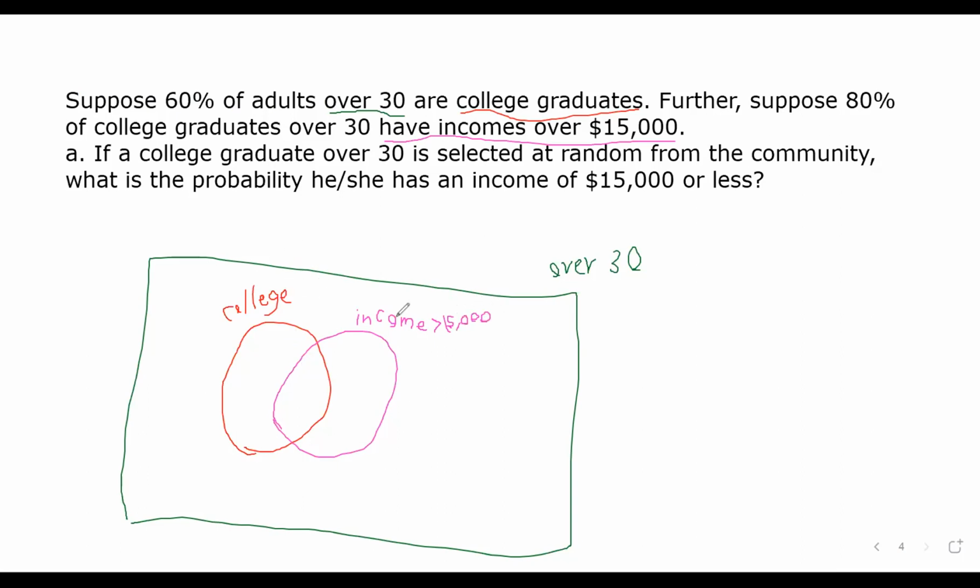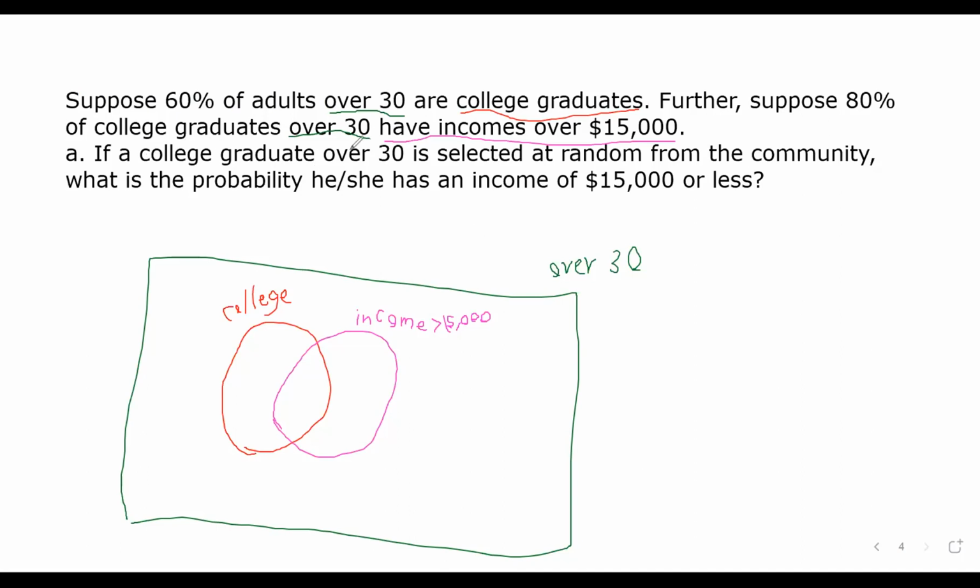Okay, so we have people over 30, and we have people that are college graduates over 30, and people who are not college graduates over 30. We have people over 30 that have incomes over $15,000, and people who are college graduates with incomes over $15,000 who are over 30. And then we have people in either. So these are our sets here.